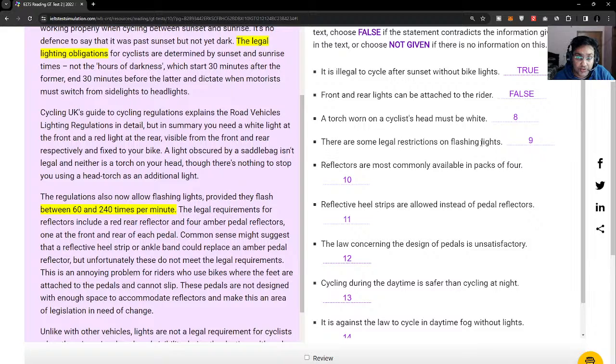There are some legal restrictions on flashing lights. We are here, so it means the answer to this question must be somewhere between here. A torch worn on a cyclist's head must be white. Nothing to stop you using a head torch as an additional light. Using a head torch as an additional light, but what's the color?